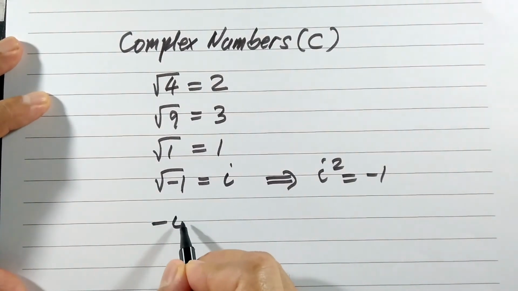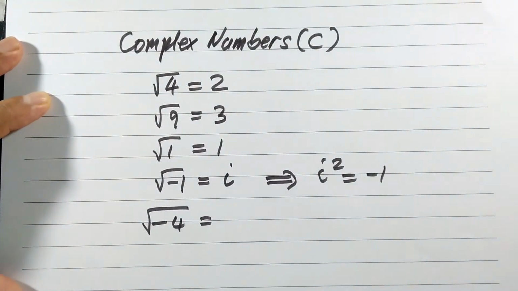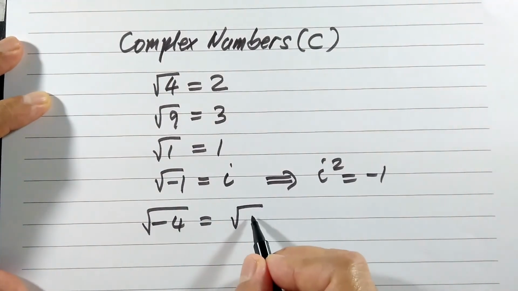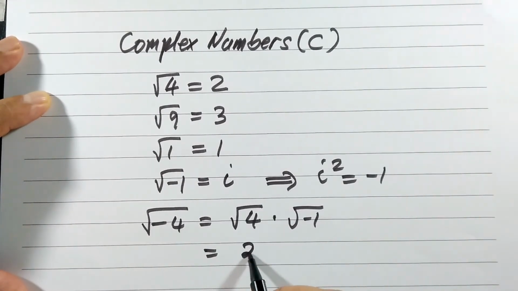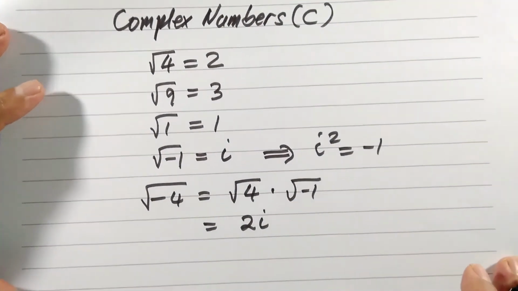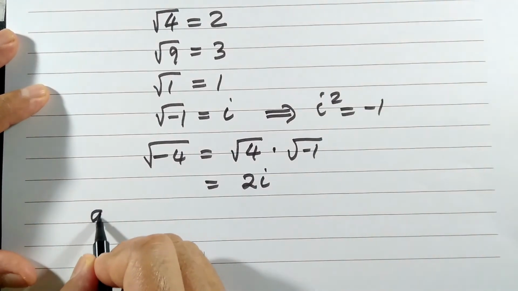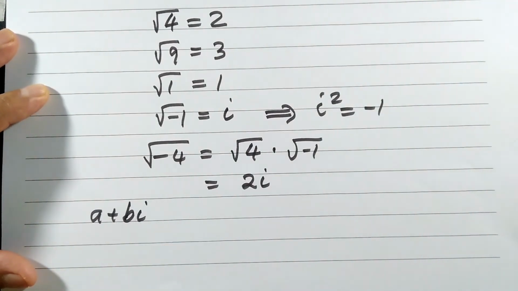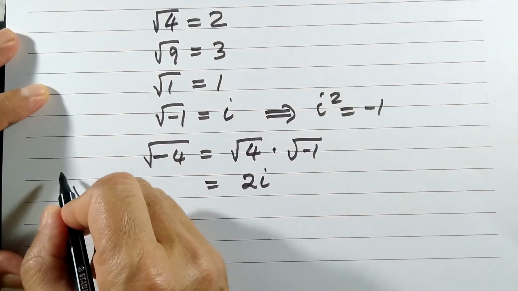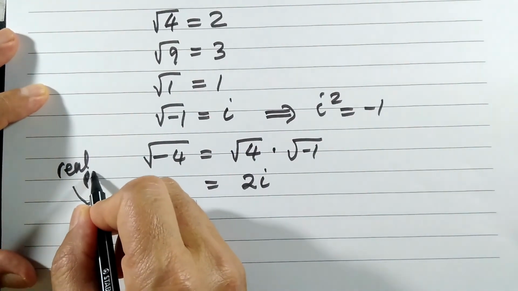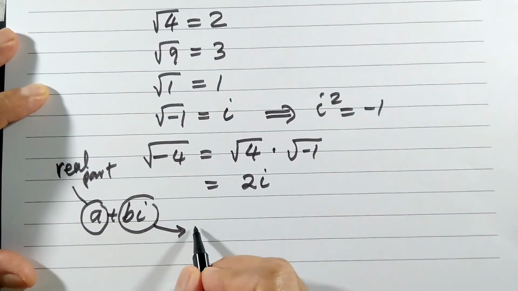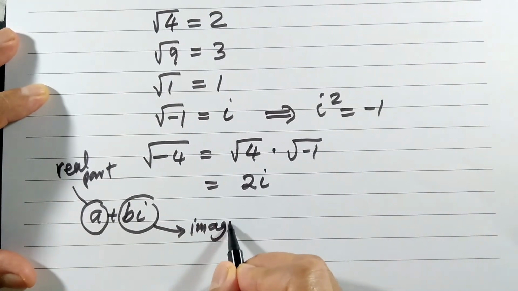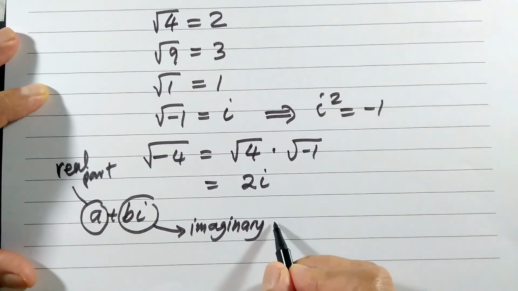Therefore, what is square root of negative 4? We can break it down: square root of 4 multiplied by square root of negative 1. This is equal to 2 times i, so this is equal to 2i. So any complex number can be written in the form a plus bi, where this is what we call the real part, and this is the imaginary part.